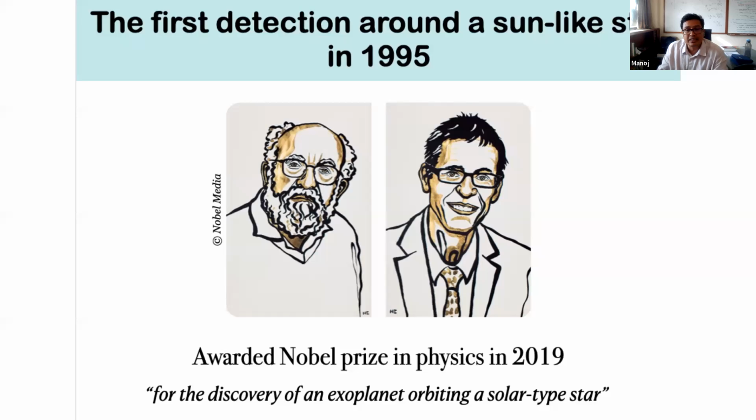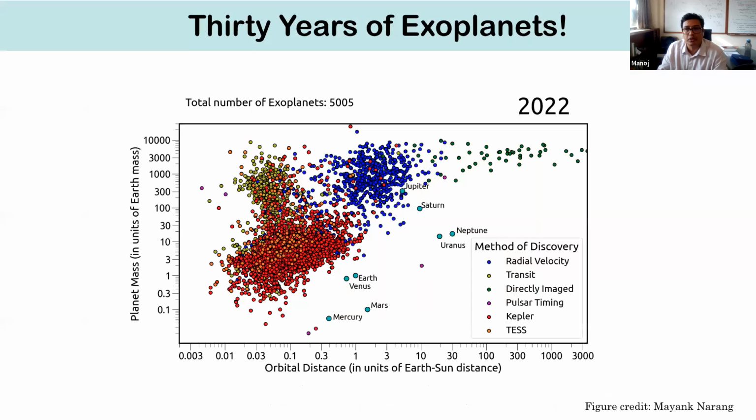Since then, in the last 30 years or so, the situation has dramatically changed. I've chosen to represent it in a plane with planet mass on the y-axis in units of Earth mass, and orbital distance on the x-axis in units of the Earth-Sun distance. You see the current situation here. The solar system planets are here. Different colors represent different detection methods. You probably heard Joe talk about the various detection methods yesterday. It's dominated by the transit method.